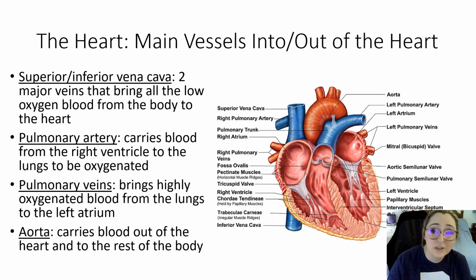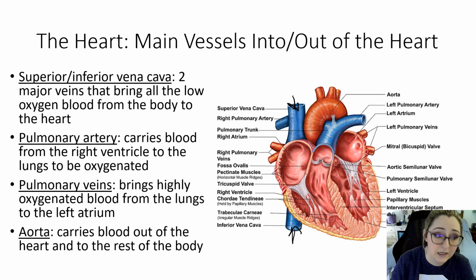So talking about some of these main vessels into and out of the heart, which we've already discussed, it's good to have definitions regardless. You have that superior and inferior vena cava bringing low oxygen blood into our right atrium. And then we have our pulmonary trunk going out to our pulmonary arteries, which are going to go to the lungs. Once that blood is oxygenated, it's going to come back in through our left and right pulmonary veins, here and here, into the left atrium. We are then going to go into the left ventricle and then out through the aorta.